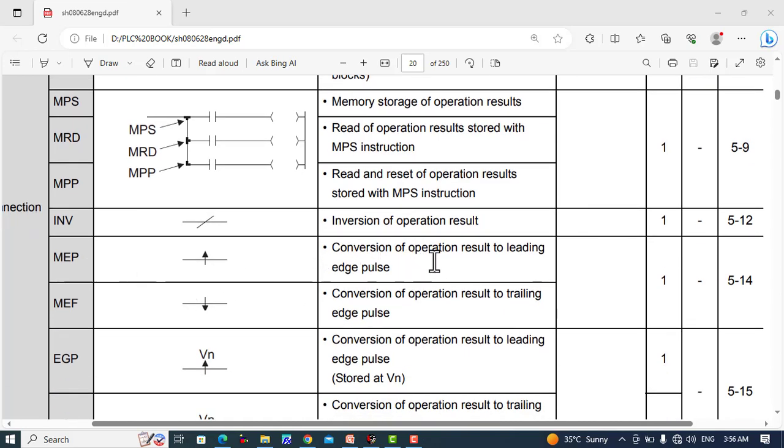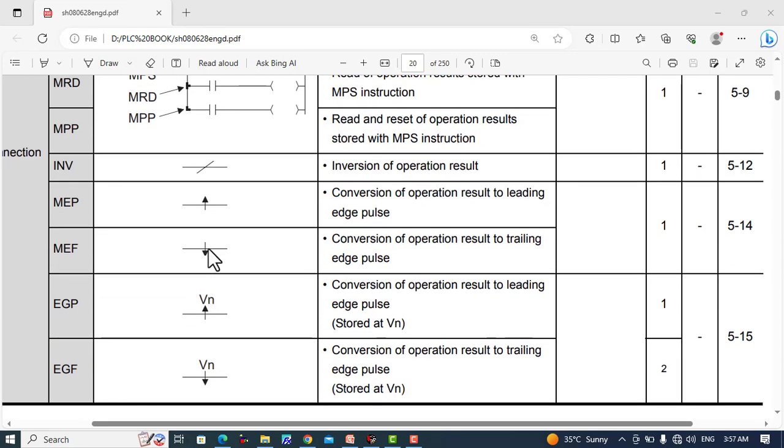MEP, conversion of operation result to leading edge pulse. This is used for the leading edge pulse conversion. When we convert a line into the leading edge pulse operation, this kind of arrow will be inserted in it. MEF, conversion of operation result to falling edge pulse. This is conversion of a result. When we convert an operation to the falling edge, we can use this kind of arrow.